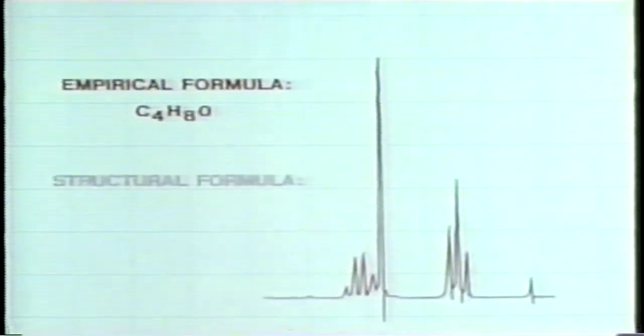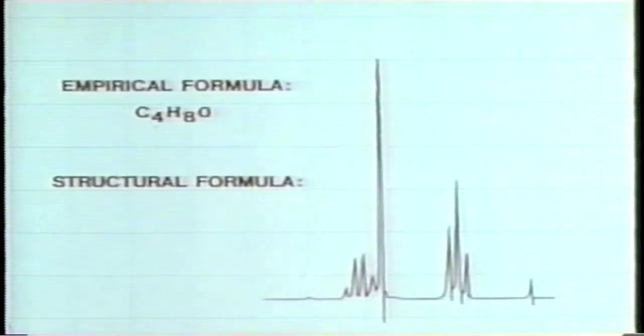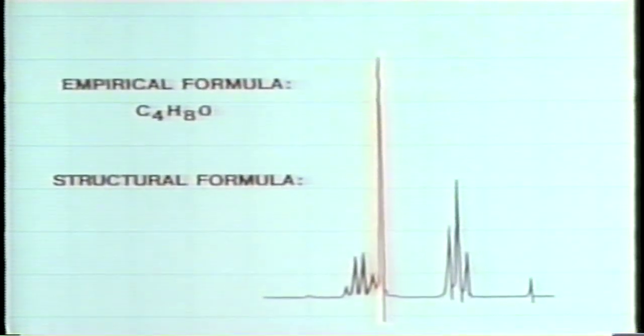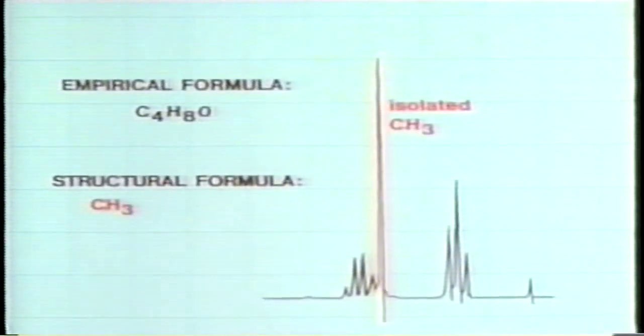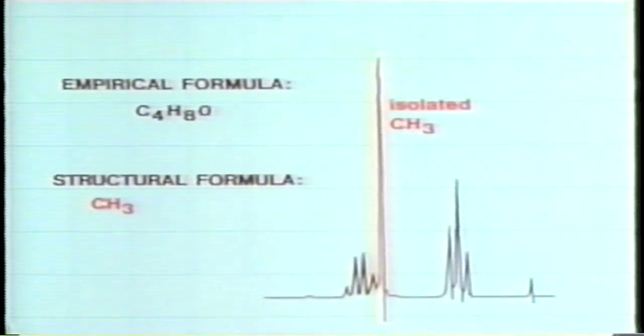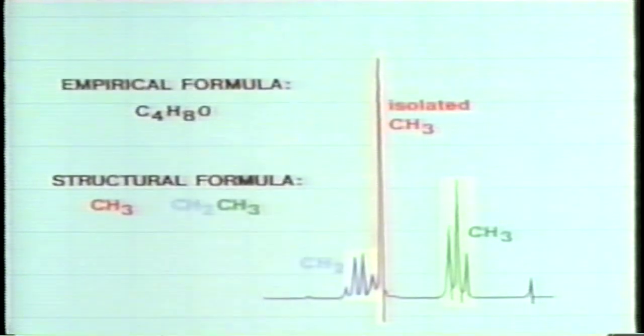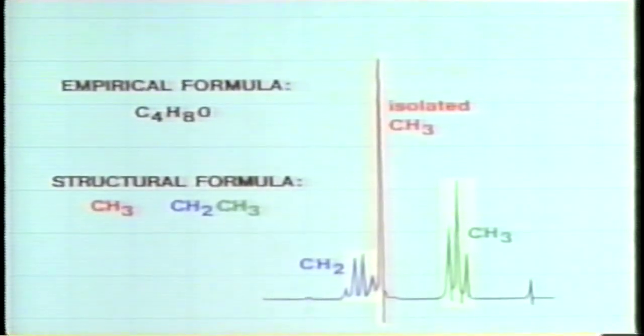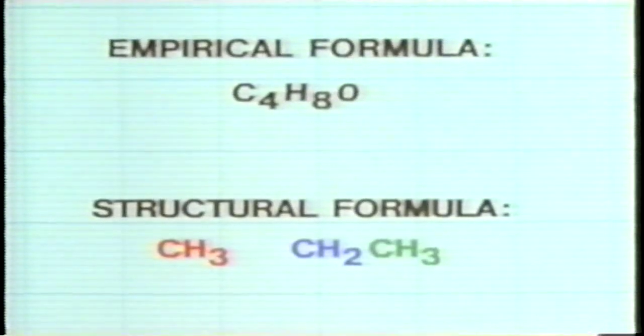We know the empirical formula of 2-butanone is C4H8O. What is the structure of the material we have synthesized? This highest spectral peak shows that there is a CH3 group separated from any other hydrogens. This set of peaks shows a CH3 group next to a CH2 group. And these peaks show a CH2 group next to a CH3 group. These three groups add to C3H8.